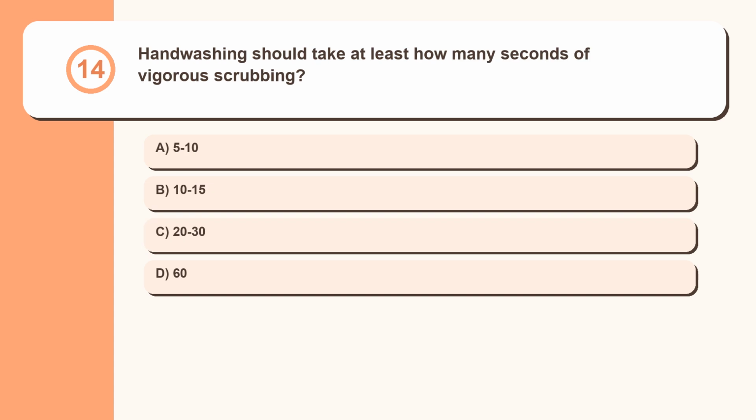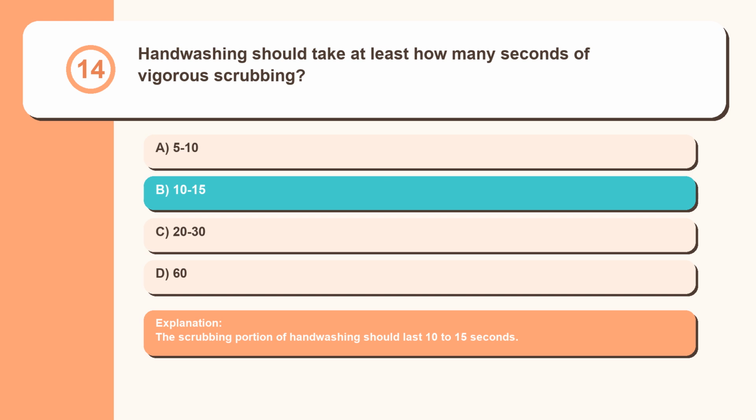Question 14. Hand washing should take at least how many seconds of vigorous scrubbing? 5 to 10, 10 to 15, 20 to 30, 60. The scrubbing portion of hand washing should last 10 to 15 seconds.